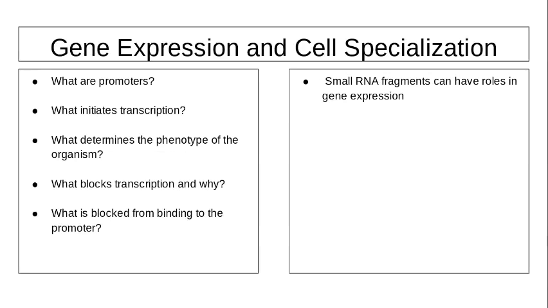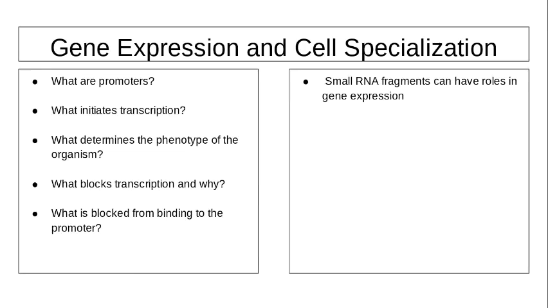What determines the phenotype of the organism? The combination of genes expressed determines it. What blocks transcription and why? Negative regulatory molecules block transcription to inhibit gene expression. What is blocked from binding to the promoter? RNA polymerase is blocked from binding to the promoter.